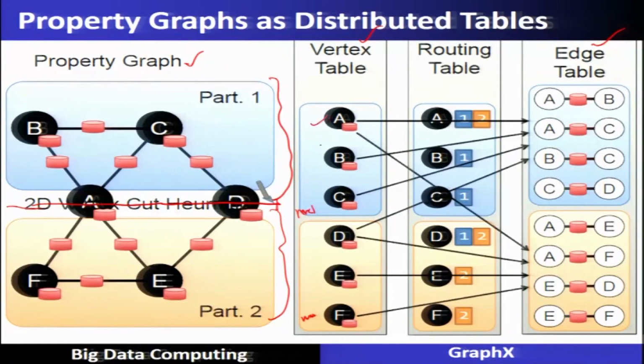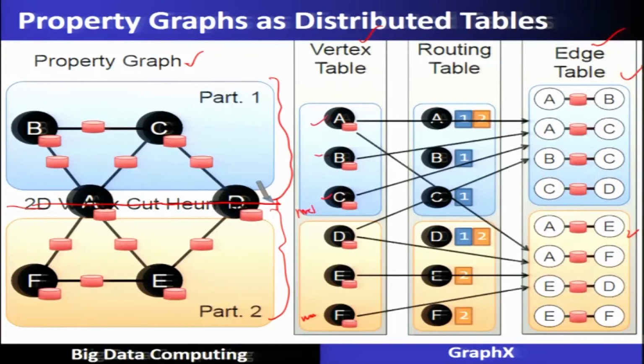So, A, B and C. The upper part, the first 3 nodes of the table, will be stored in one machine, and the other 3 nodes will be stored in another machine. Similarly, the edges. All the edges which are in part 1 will be stored in the first edge table, and the remaining edges are stored in another table.